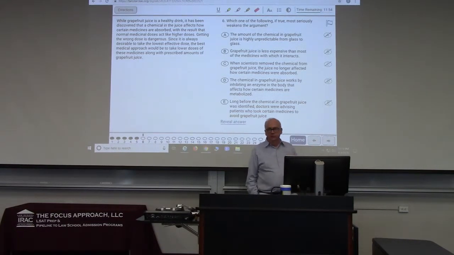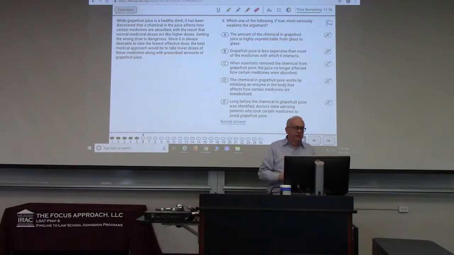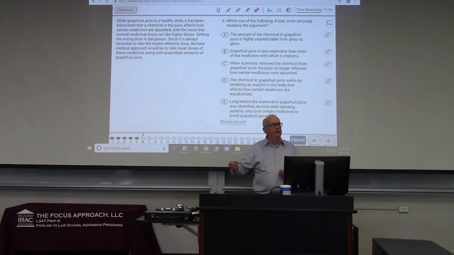Next sentence. Getting the wrong dose is dangerous. Okay. So there is a danger here. So you get the connection between drinking the grapefruit juice, in that it has that chemical in it, and there's a danger that if you take the medication with that, it may mess up what the prescribed dose should have been. I got it. Since it is always desirable to take the lowest effective dose, the best medical approach would be to take lower doses of these medicines along with the prescribed amount of grapefruit juice.